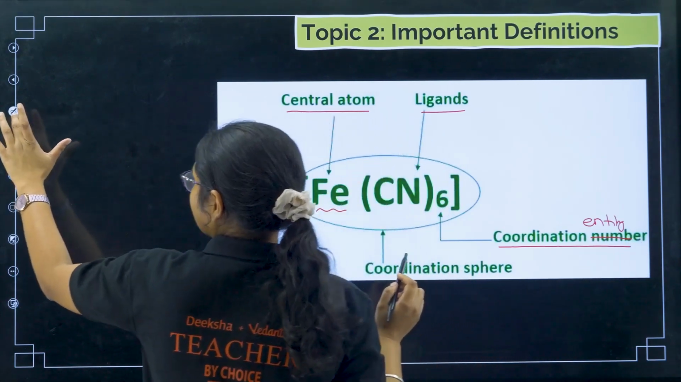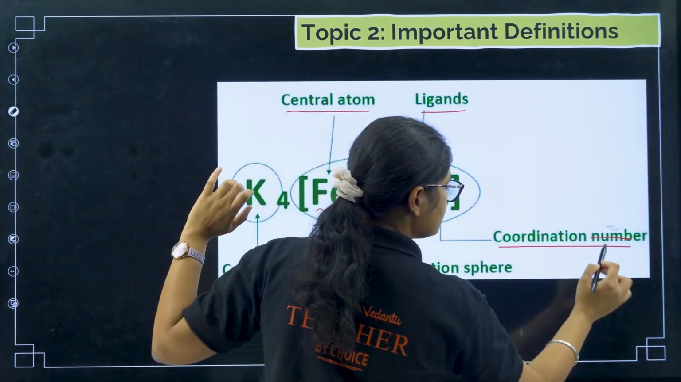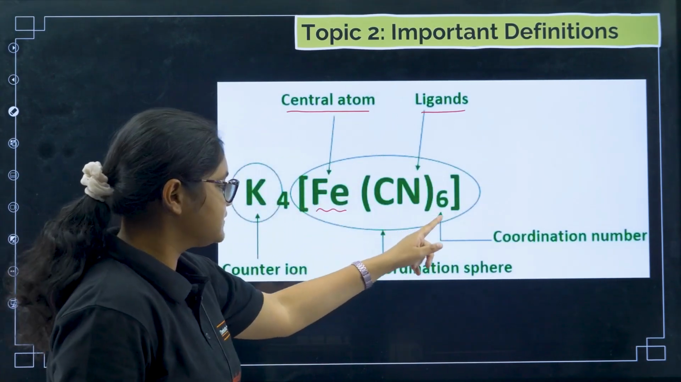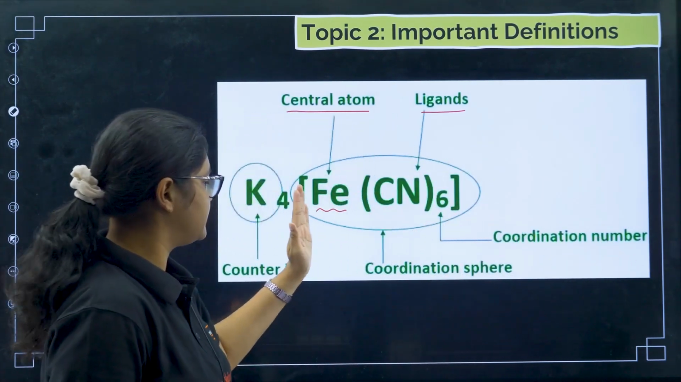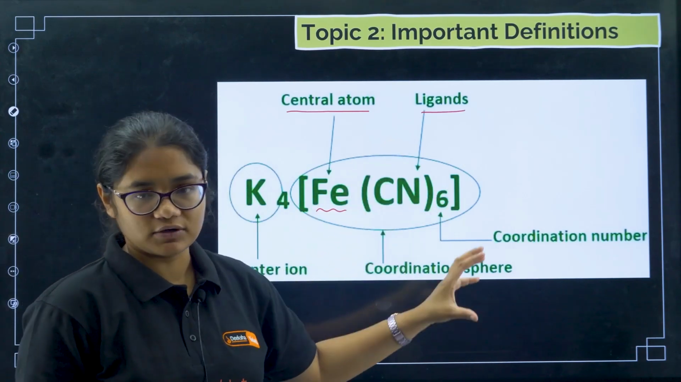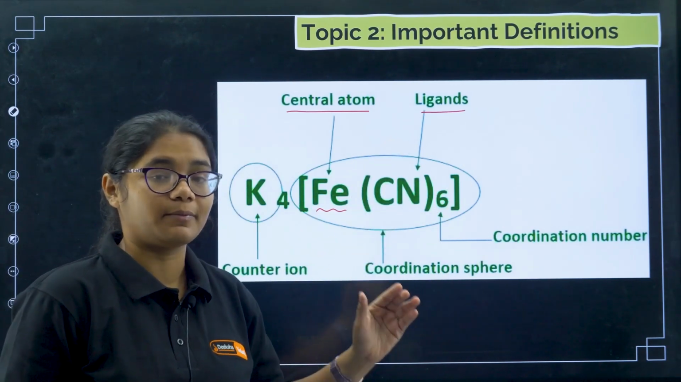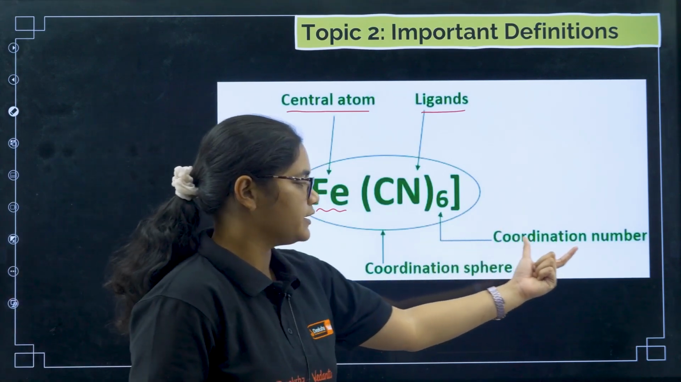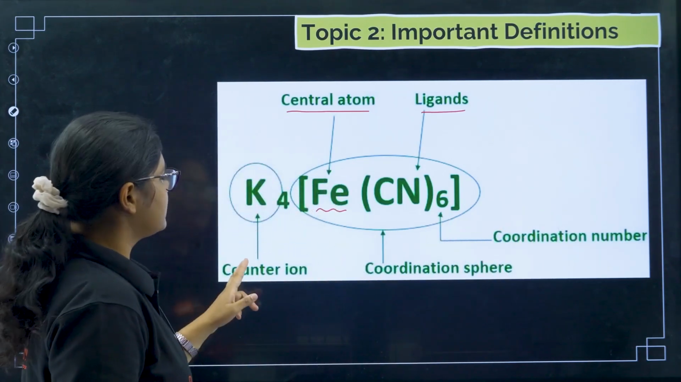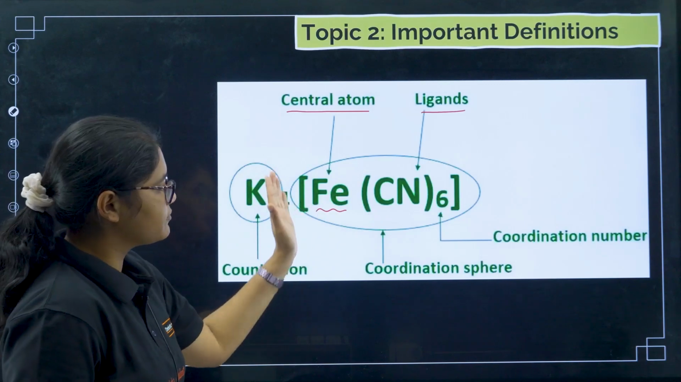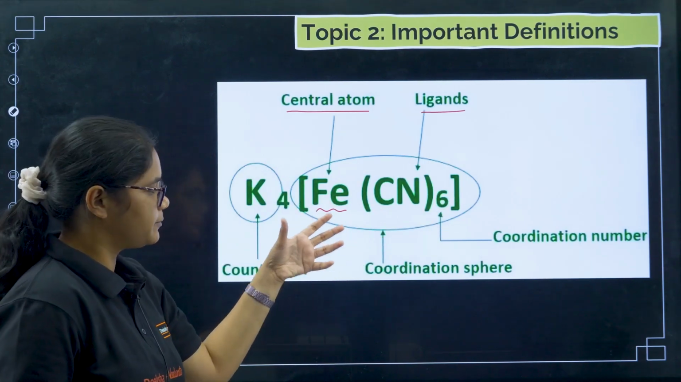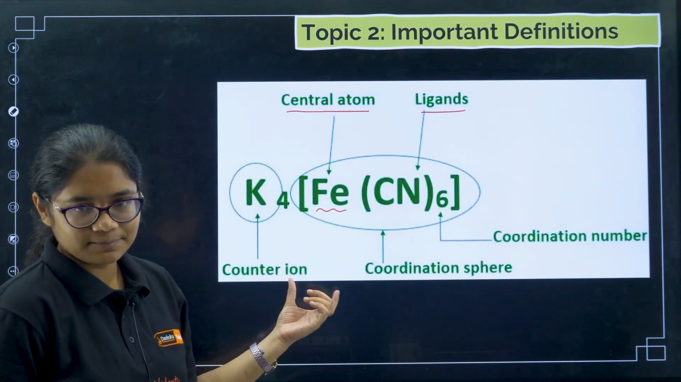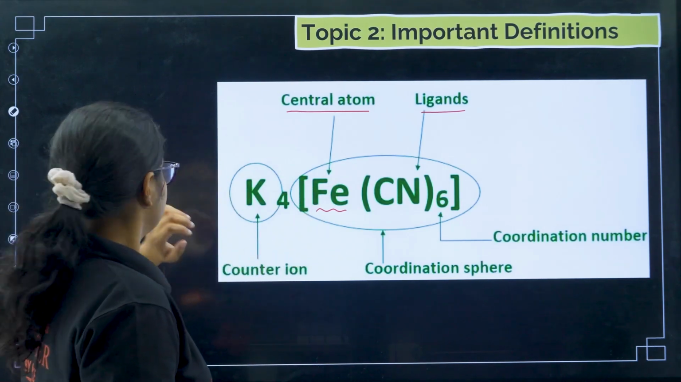So this whole thing is called your coordination sphere, and 6 here is the coordination number, as I told you, because Fe is forming 6 bonds here. So the number of bonds formed by the central atom is your coordination number. The coordination number here is 6. The ions present apart from the coordination sphere, outside the square bracket, are called your counter ions. I hope this definition is clear.